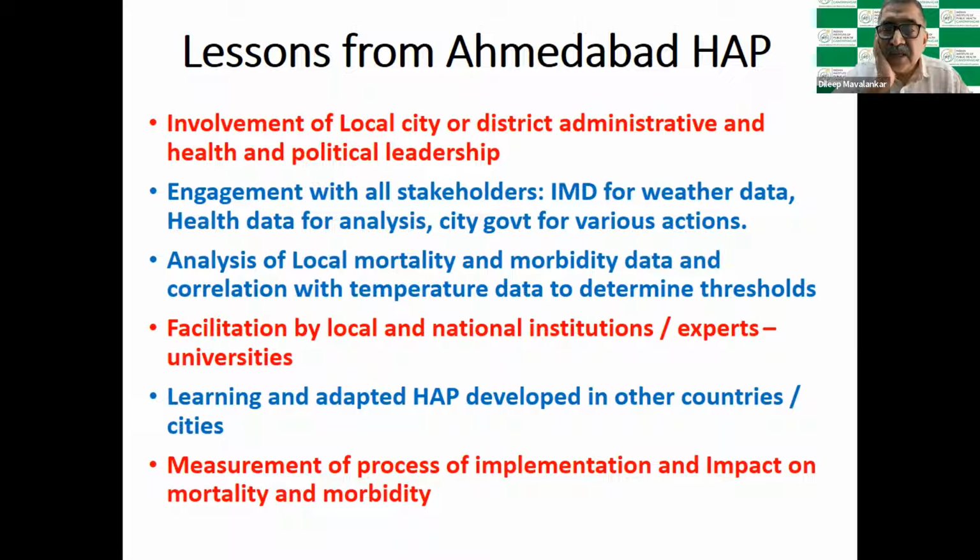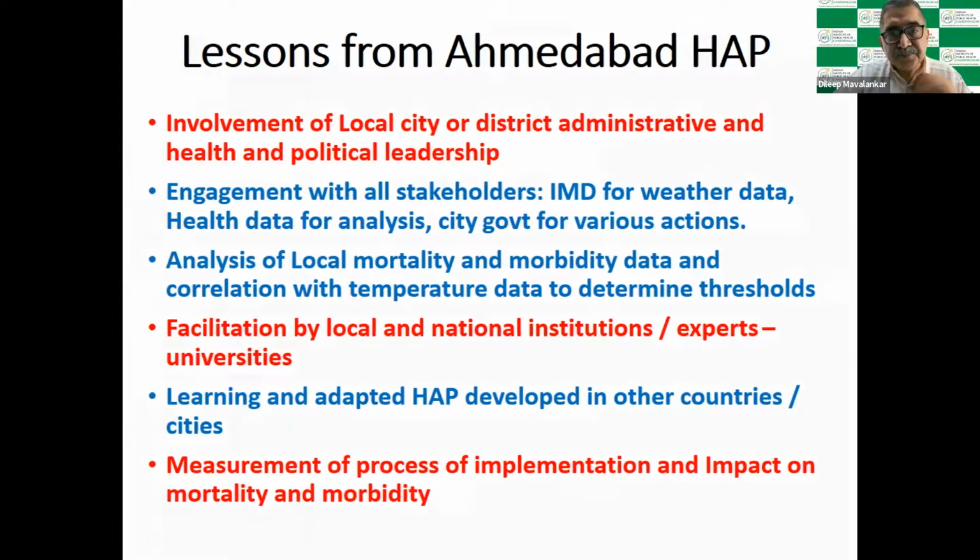We have to learn and adapt from whatever is done in other countries. We learned from Chicago, we learned from California, we learned from Europe, WHO guidance, etc., and implemented it and modified it, and measured the process of implementation, whether things planned are happening or not, and what is the impact on mortality and morbidity. Then you see whether some things are working, not working, etc.